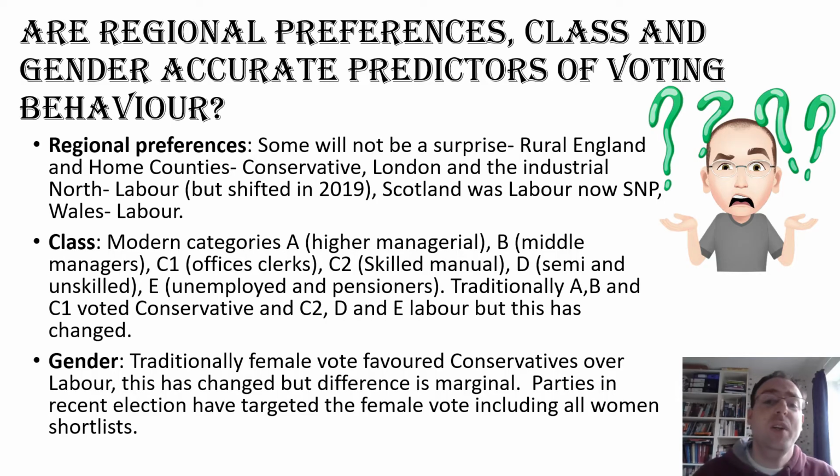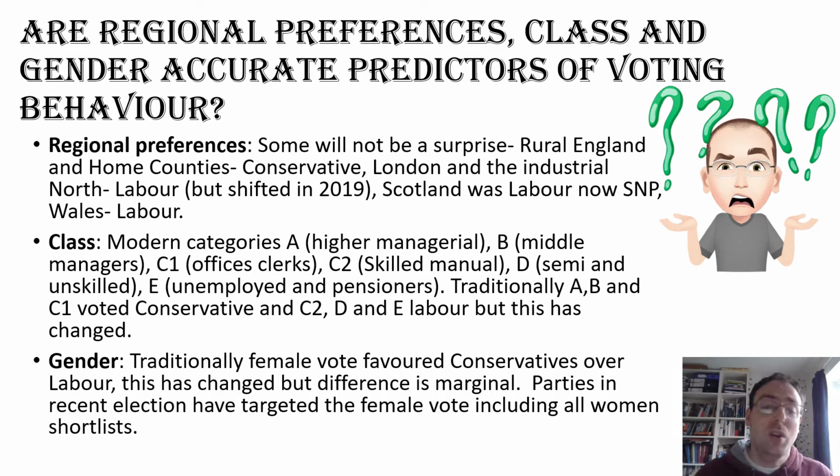So, are regional preferences, class and gender accurate predictions of voting behaviour? Well, there are some bits which are really quite solid with regional. So rural England and the home counties vote Conservative, and you could pick any election from 1945 onwards, or even before, and you would find the rural vote would be overwhelmingly Conservative. The home counties in the south east would be overwhelmingly Conservative.